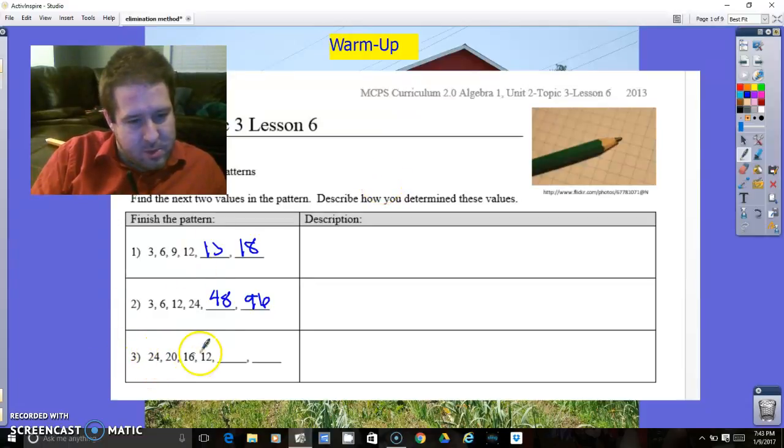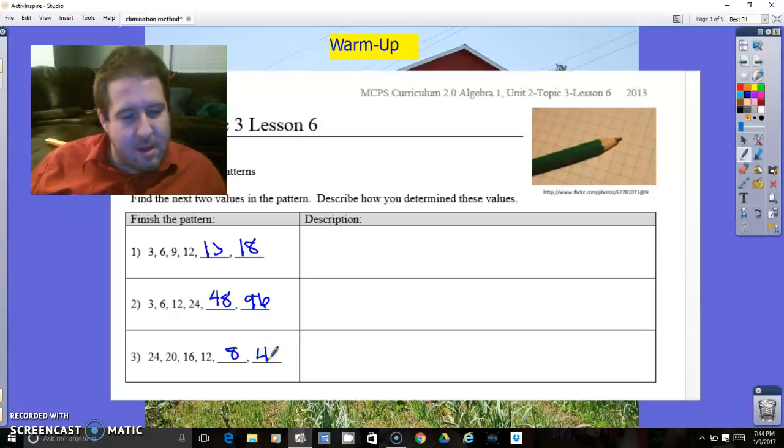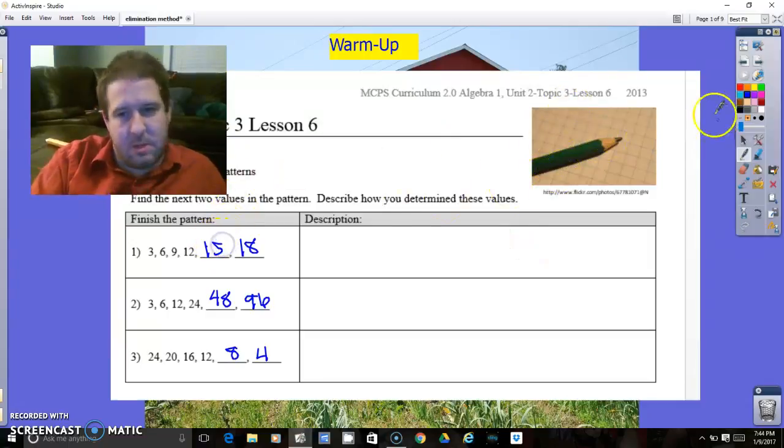And this one's going to be 24, 20, 16, 12, 8, and then 4. And that one's decreasing, so that's an arithmetic pattern because it's decreasing by 4. It's adding negative 4, so it's adding, which makes it arithmetic.